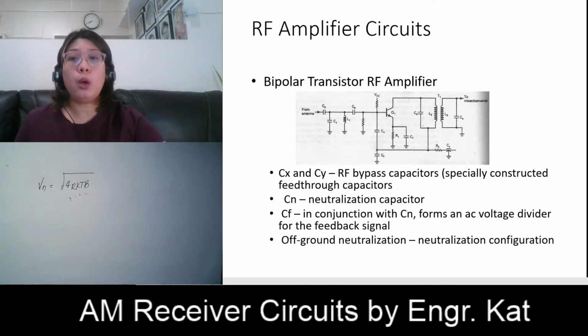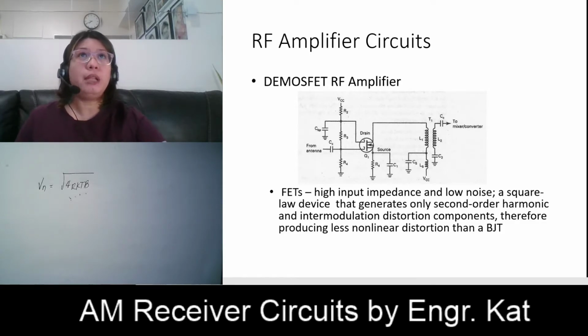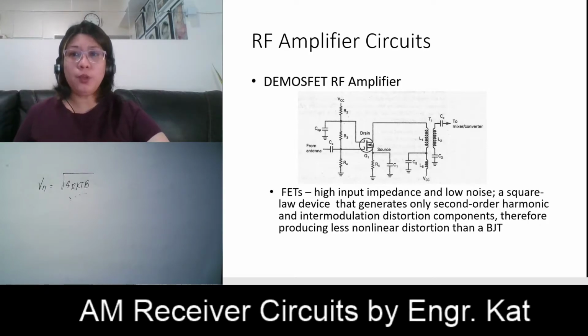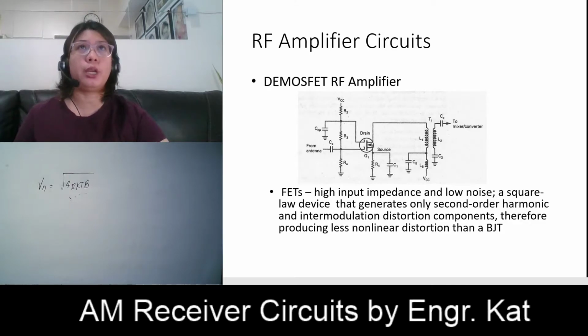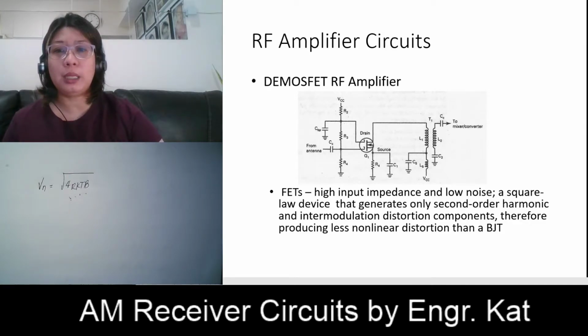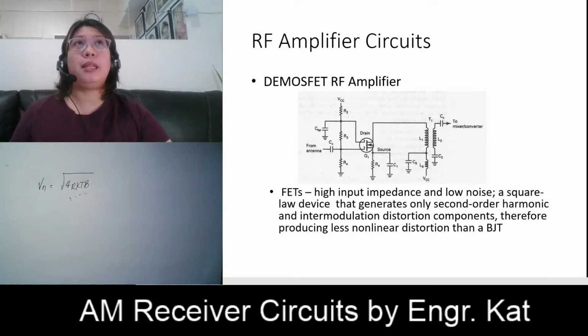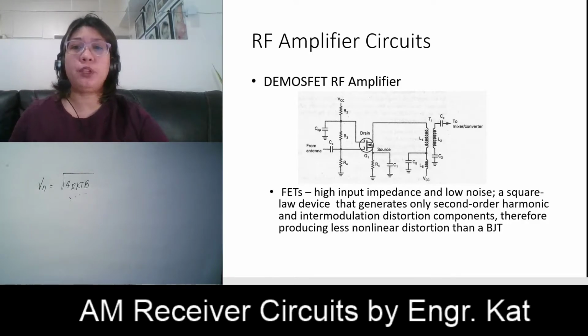We have here another type of amplifier circuit, and we call this a DMOSFET RF amplifier. The function and purpose are the same. The only difference is that instead of using a bipolar junction transistor, we make use of a dual gate field effect transistor, or what we call a DMOSFET. If you can still remember, DMOSFET stands for depletion enhancement metal oxide field effect transistor.